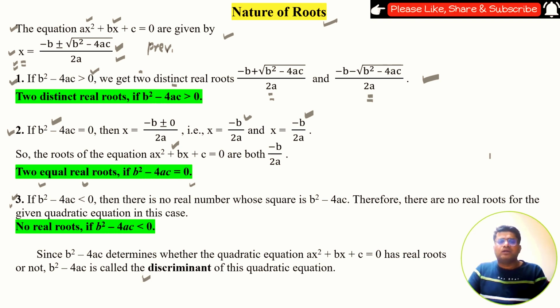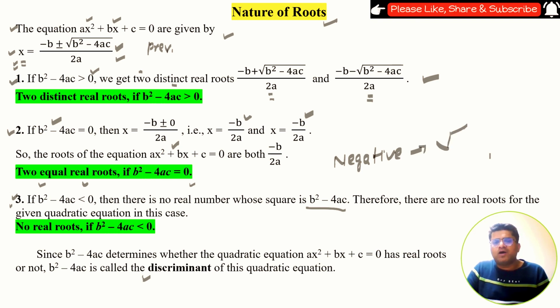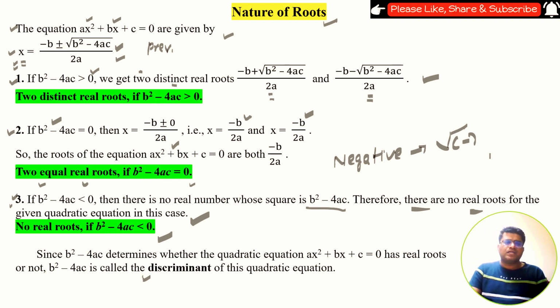And the third case is if b square minus 4ac is less than 0, then there is no real number whose square is b square minus 4ac. Less than 0 means that number will be negative, and you can't find the square root of any negative number. Therefore there are no real roots for the given quadratic equation. Okay students, I think you understand all these three conditions about the discriminant of a quadratic equation.